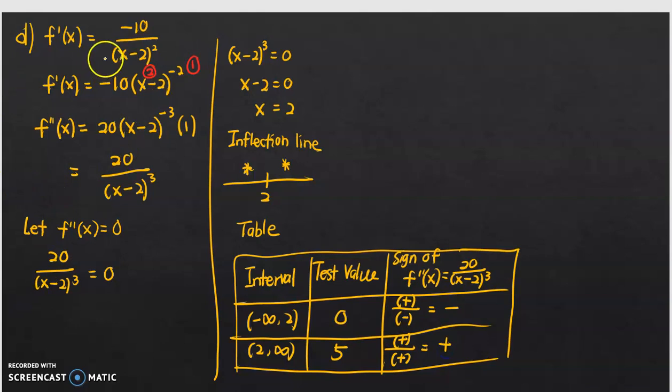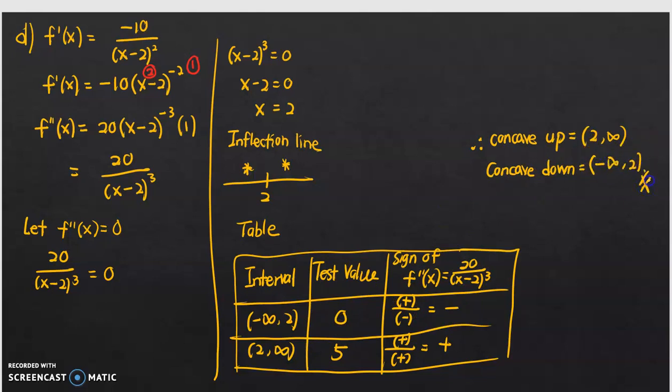So finally, we try to find the concave up and concave down. For concave up, we choose the positive sign. Therefore, concave up is 2 until infinity, whereas concave down, choosing the negative sign, is from negative infinity until 2. So this is concave up, and this is concave down.